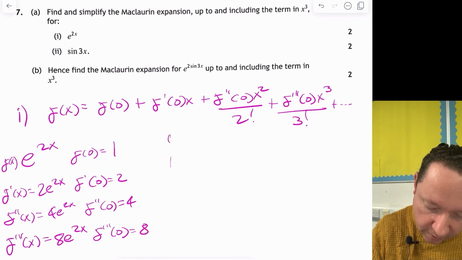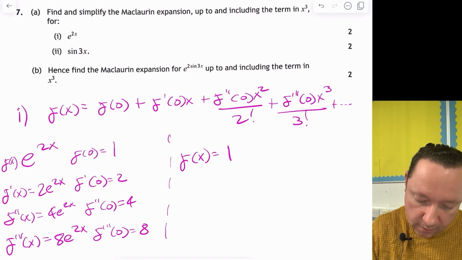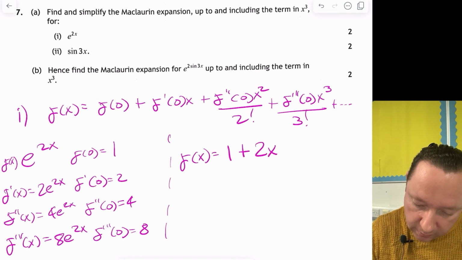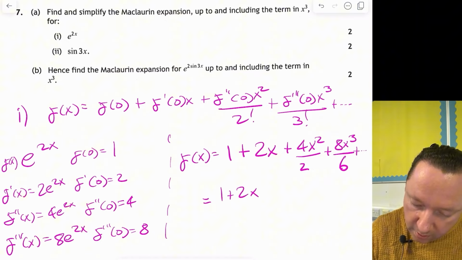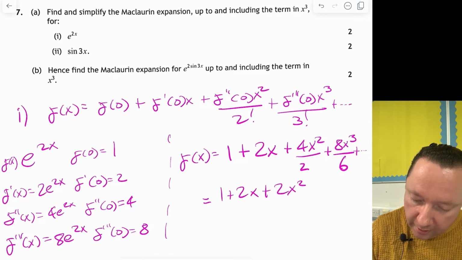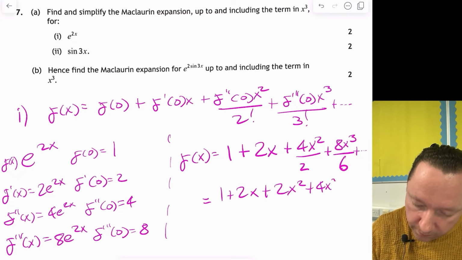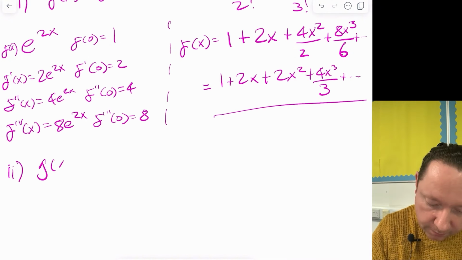So we can say that f of x is equal to 1 plus 2x plus 4x squared over 2 plus 8x cubed over 3 factorial, which is 3 times 2 is 6, plus and so on. We've only got up to the x cubed. 1 plus 2x plus 2x squared, divide by 2 to get 4x cubed over 3. And they're done there.